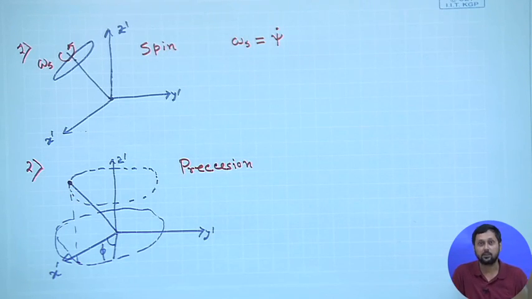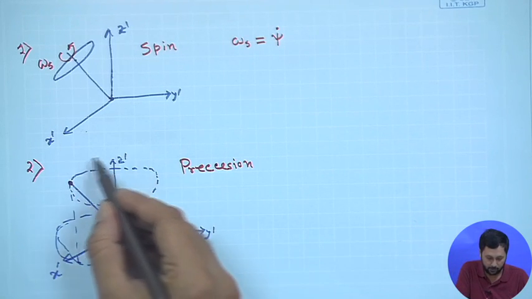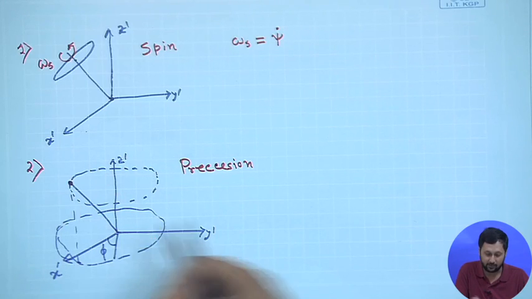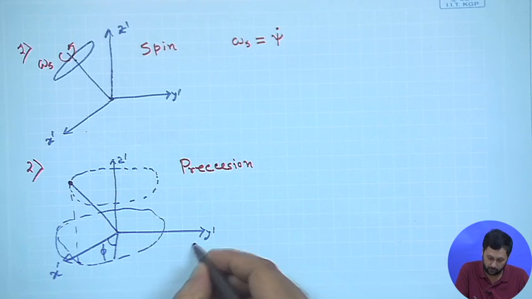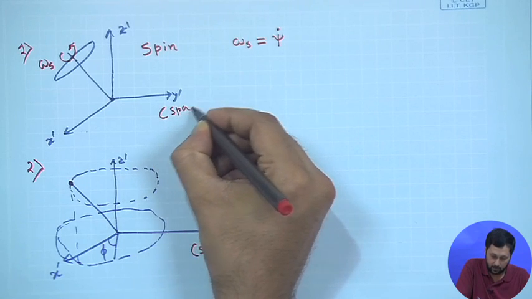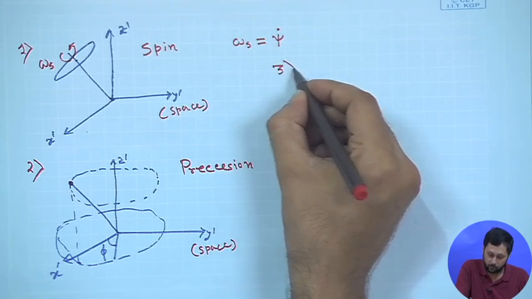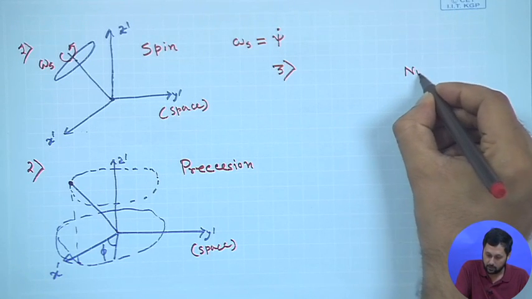It is called the precession motion. Precession means when the axis of the top rotates around the space z axis. So, all these axes are space axes here and here. Okay. And the third type of motion is called nutation.